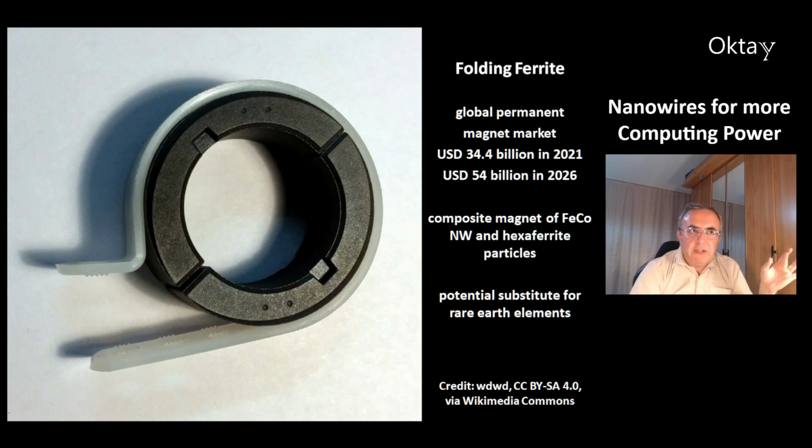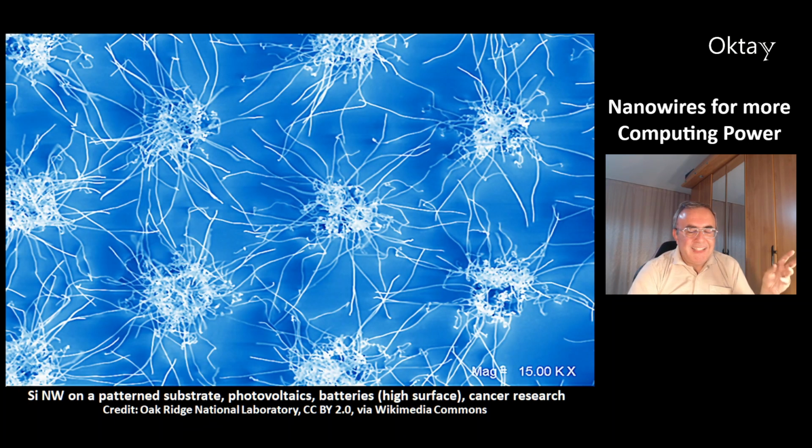And this is a picture of folding ferrite. The global permanent magnet market was a 34.4 billion dollar market in 2021. It is expected to be a 54 billion US dollar market in 2026. And there's a composite magnet of iron and cobalt nanowires and hexaferrite particles. With this composite magnet, you can eliminate the use of rare earth elements, which are too expensive.